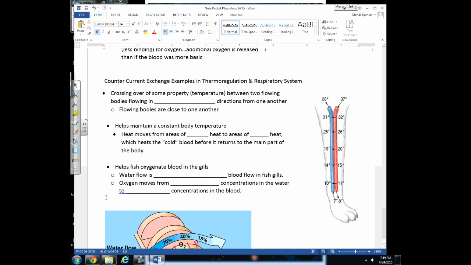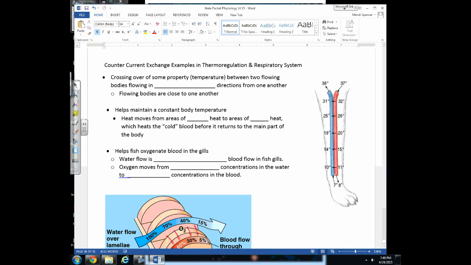And then finally, we're going to look at countercurrent exchange. In countercurrent exchange, basically there's kind of 3 big ideas. One is you have 2 flowing bodies, and it's important that you understand they're flowing in opposite directions from one another. And these flowing bodies are also going to be in really close proximity to one another. So we're going to talk about how countercurrent exchange helps organisms that live in cold environments regulate their body temperature.